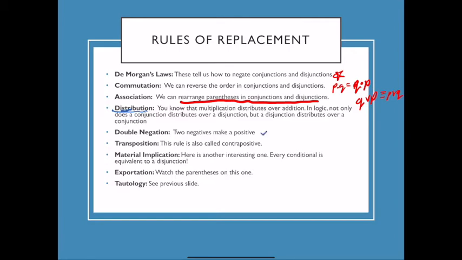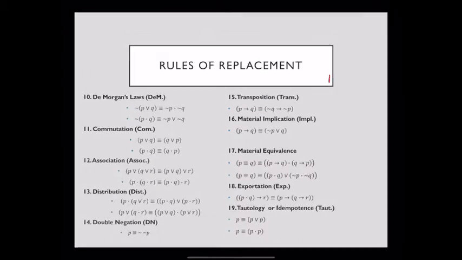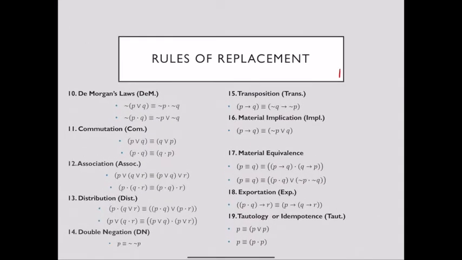Double negation, two negatives make a positive. You know, normally two wrongs don't make a right, but in math it kind of works. Transposition, it's also called the contrapositive. I'll show you what that is on the next slide. Exportation and tautology. Tautology is everything's true all the time. So let's take a look at what these rules of replacement look like.